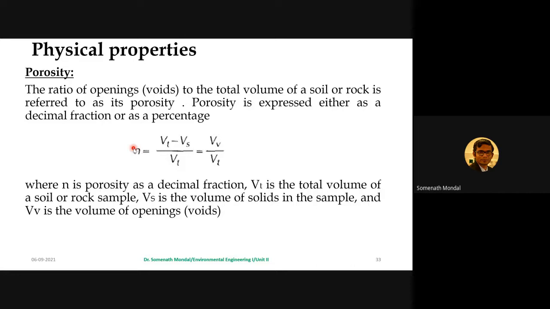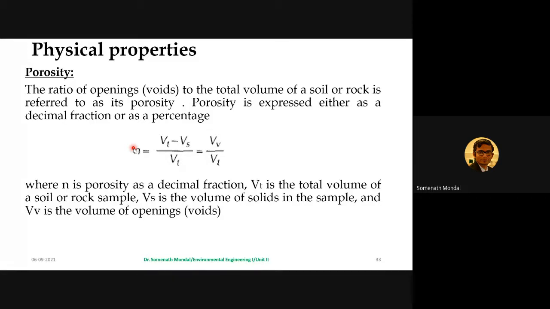Now we'll be talking about a few important physical properties on which the amount of water which we collect depends. The first one is obviously porosity, and all of you know that the ratio of the openings, the voids, to the total volume of the soil or rock is known as the porosity. Volume of void by total volume. Right? You might have studied this definition in geotechnical engineering or soil mechanics 1.